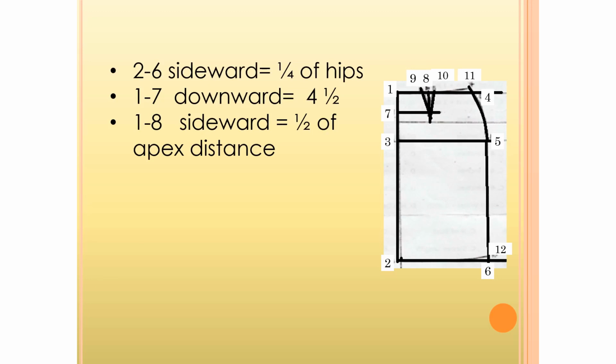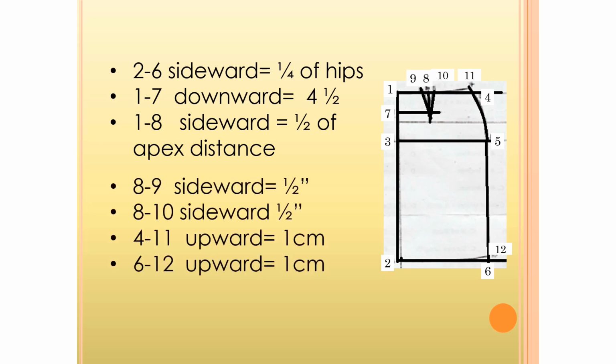1 to 7 downward is 4 1/2. And then of course you have to square it out. And then 1 to 8 is 1/2 of the apex distance. If your apex distance is 7 inches, you divide it into 2, that is 3 1/2. That will be the measurement of 1 to 8. So 1 to 8 again is 1/2 of the apex distance.